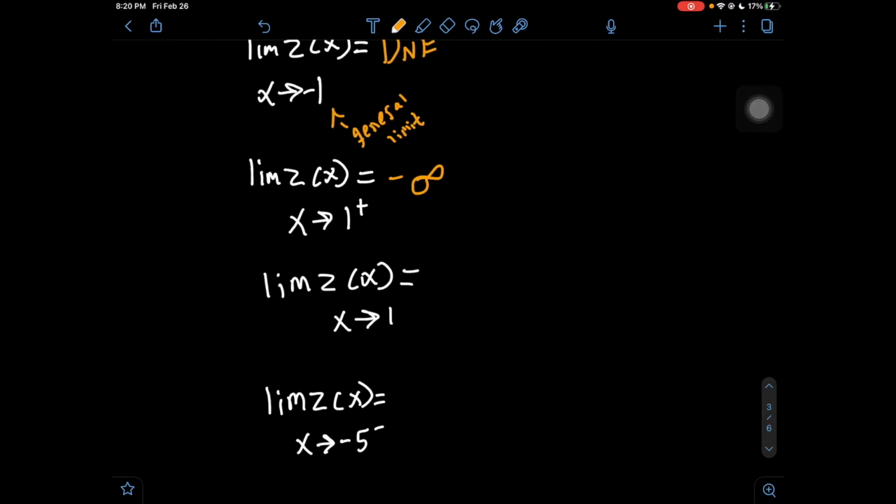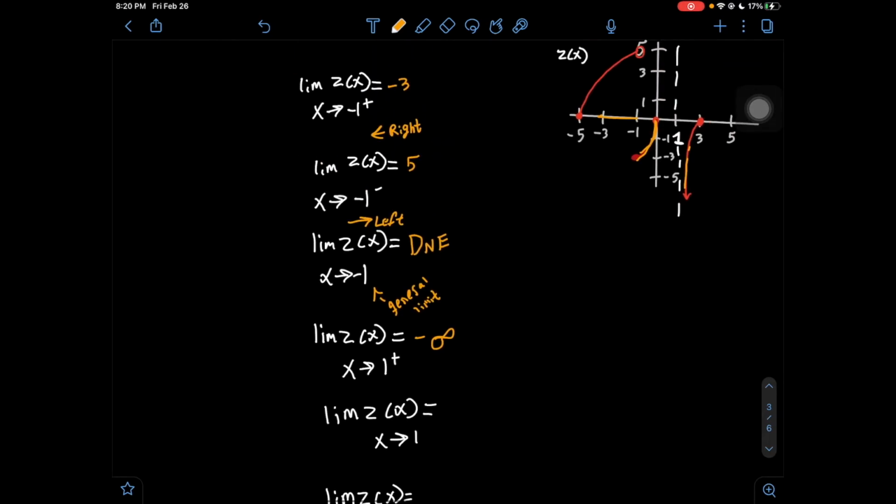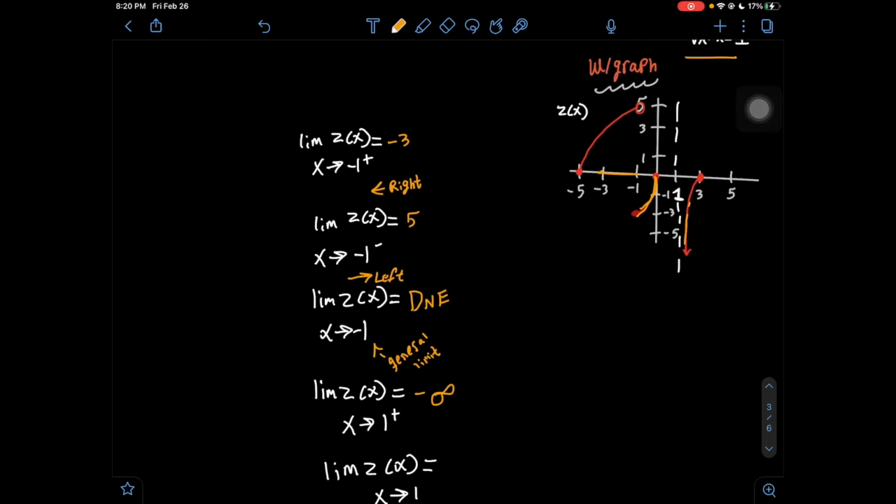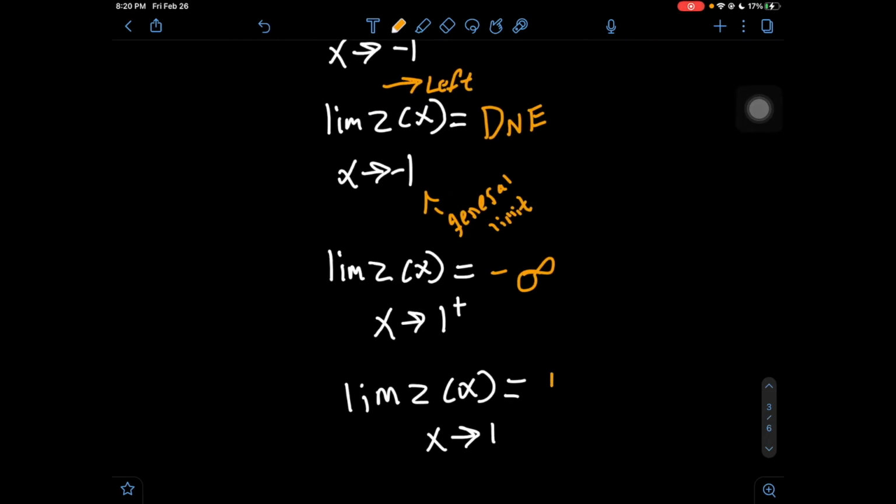Next, we have the limit of z of x as x approaches 1. Well, as x is approaching 1 itself, we know that there's an asymptote. And if there is an asymptote, there's no type of general limit which we can think of, because there's nothing on top of 1, there's nothing below 1, there are no 2 points that have an x value of 1, meaning that that really doesn't exist. So D and E again.